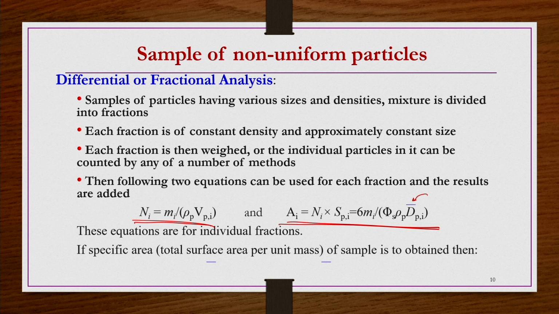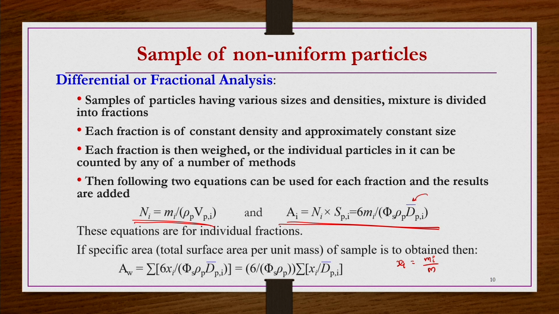So, if the specific area of the sample is to be obtained for that non-uniform mixture, then the AI should be divided by the total mass of the non-uniform mixture. So, small mi by capital M, let us say capital M is the mass of the total sample, that should be the mass fraction.